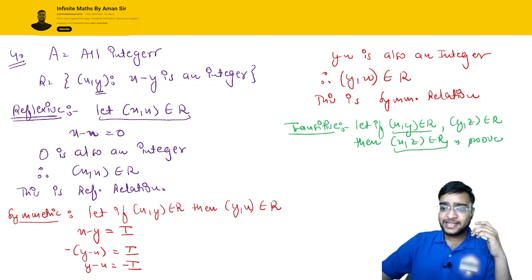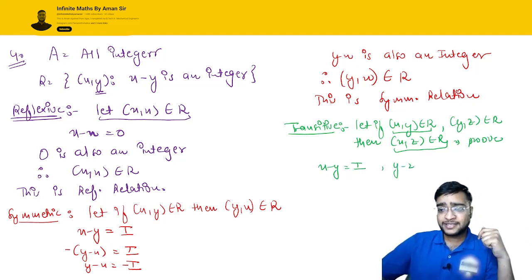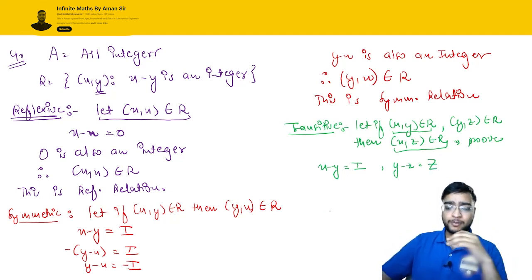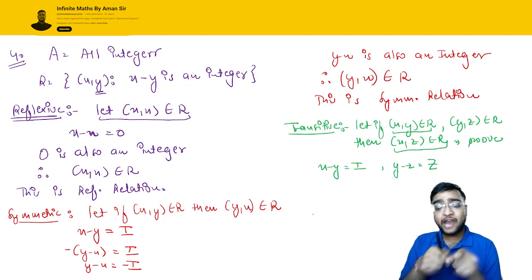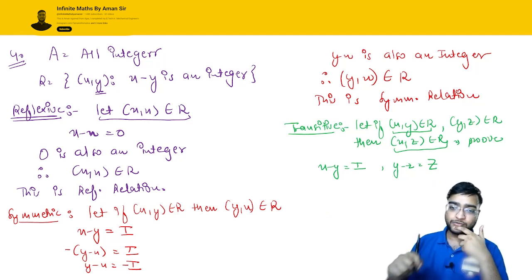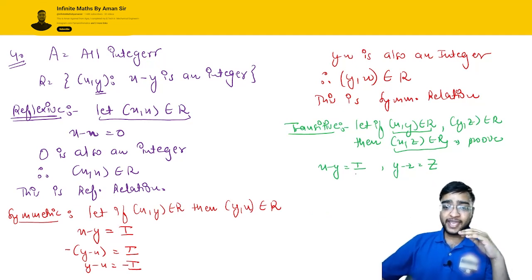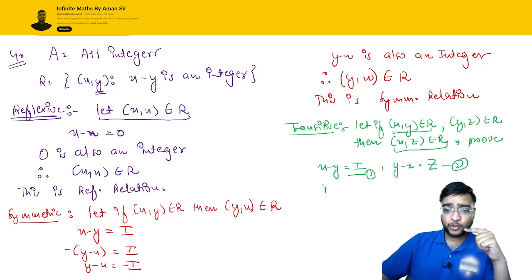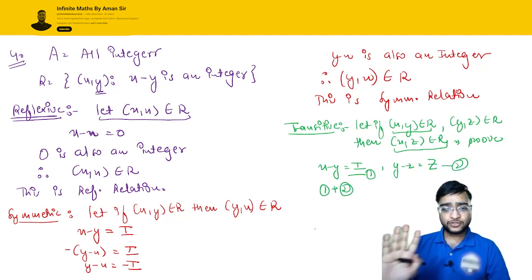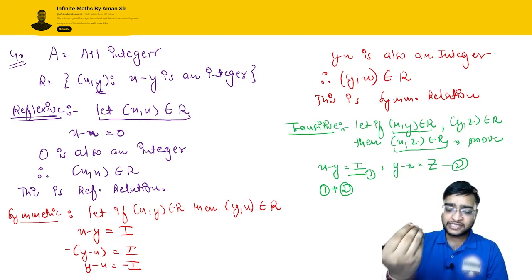With this condition you can say x minus y is equal to an integer. With this condition, y minus z is also an integer, and I am representing this integer with the capital Z here. So what can I do? I am trying to find x minus z, and ultimately x minus z should also be an integer. For this transitive one, I take this as the first equation and this as the second equation, and just add both equations. That is the funda for solving this type of question.